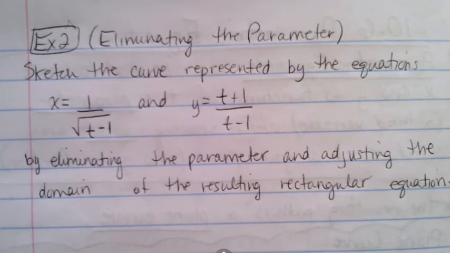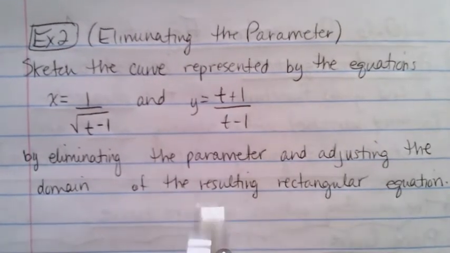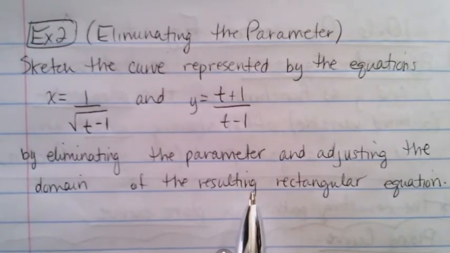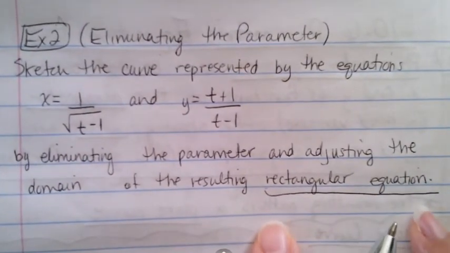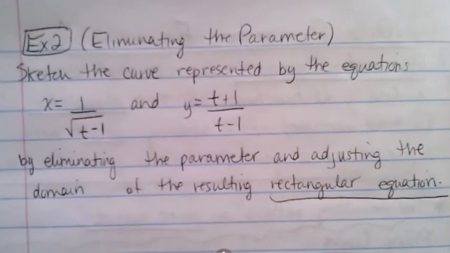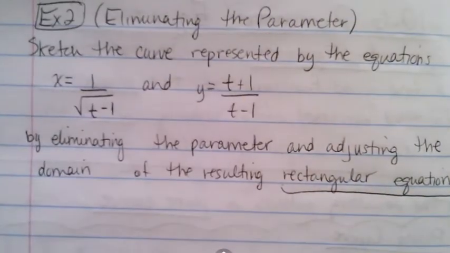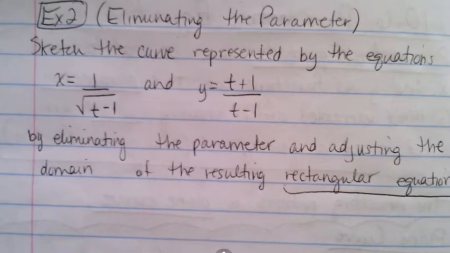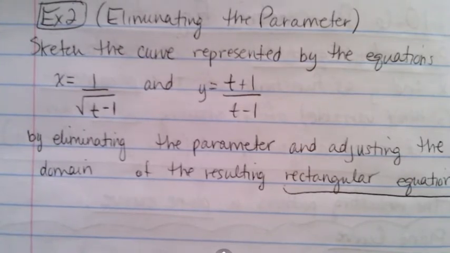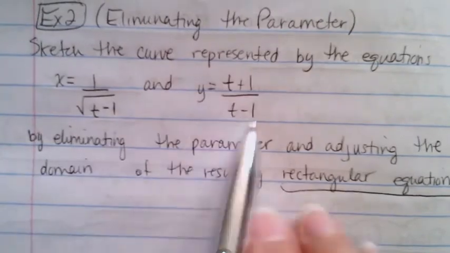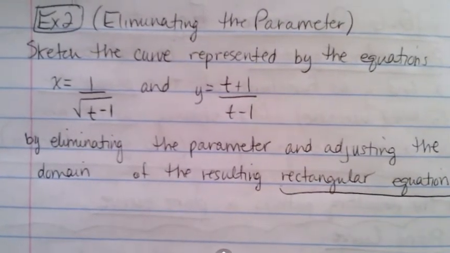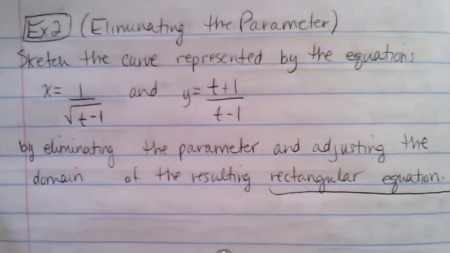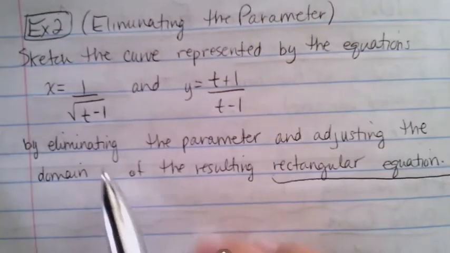So here we're going to sketch the curve represented by these two equations by eliminating the parameter and adjusting the domain of the resulting rectangular equation. Now I did not mention this before, but a rectangular equation is what we're used to. So that y equals x squared plus 2 that we found on the previous page at the bottom, that's a rectangular equation. That's the normal stuff that we've already seen. Okay, so just so you know, these are parametric because they're based on time, or t, and rectangular is the normal stuff, what we're used to, relatively speaking.